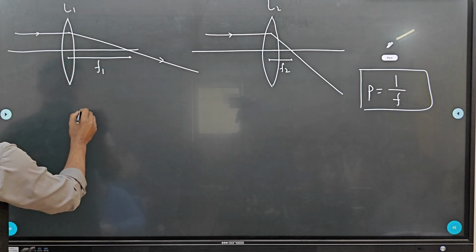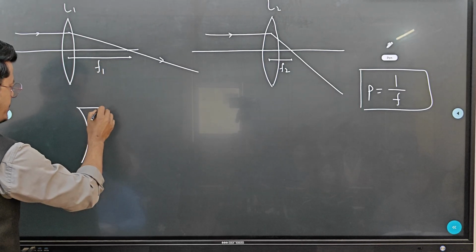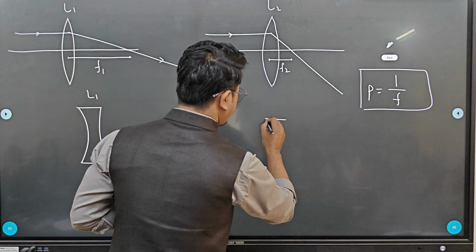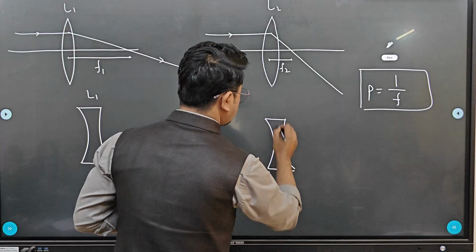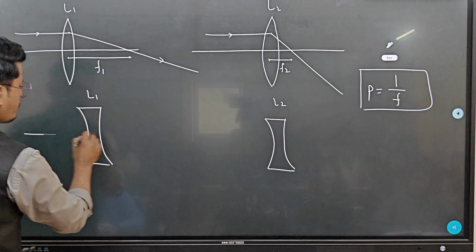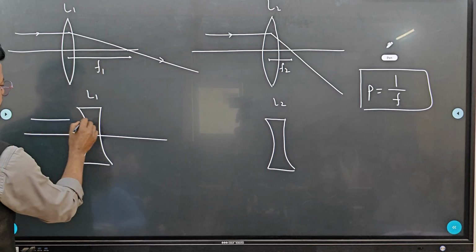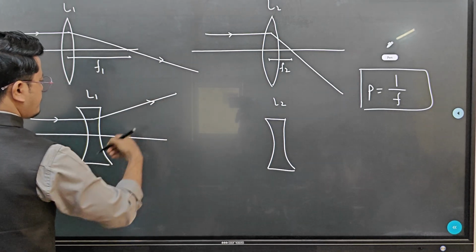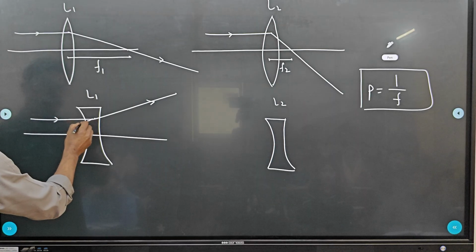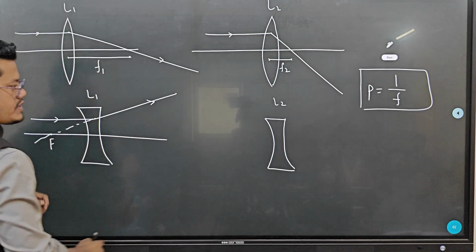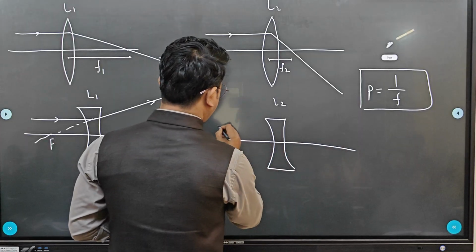You can easily determine this in the case of concave also. Let me assume one concave lens L1 and another concave lens L2. In the case of L1, let me assume that a ray of light goes like this and diverges in this way. If I stretch the line back, the focus will be here.